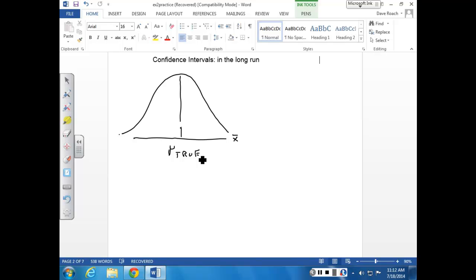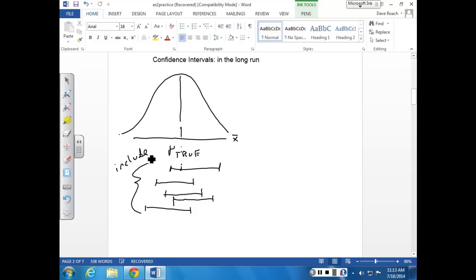But when we draw a confidence interval from that population, we might get a confidence interval that goes from here to here. In that case, you can see that the true population mean is in the interval. It doesn't have to be in the middle of it, just somewhere in the interval. I could get an interval like this. I could get an interval like this. All of these intervals include the true population mean.